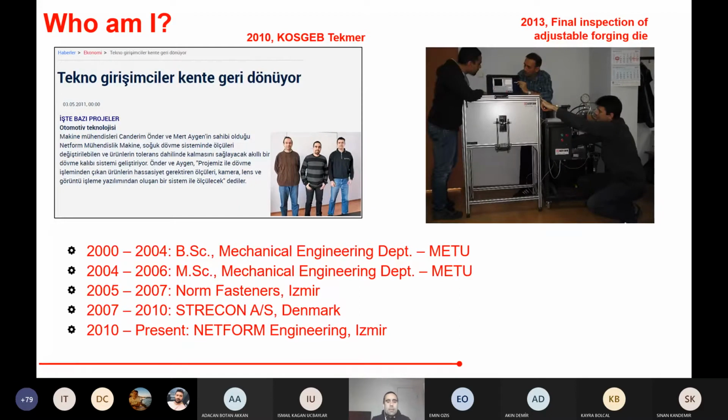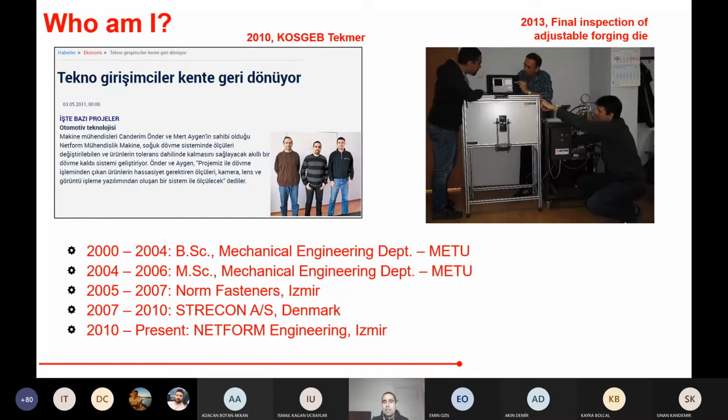In 2007, I decided to take a step forward and moved to Denmark to a company. It was a small company with 15 people, which has a niche, special patented technology to produce cold forging tools. I worked there also as a design and simulation engineer for 3 years.